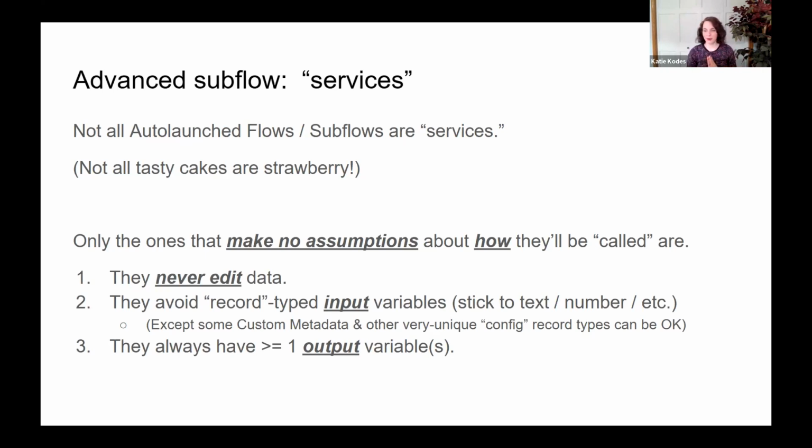But if you find that you might be able to get sort of a superpower boost, if you think of it this way, this service pattern, the way you do it is you just make sure that your subflow doesn't make any assumptions about exactly how it's going to be called. You already didn't make an assumption about whether it would be called from Apex, from another flow, etc. Now you're going to go one step further. First thing is never edit data inside the subflow.